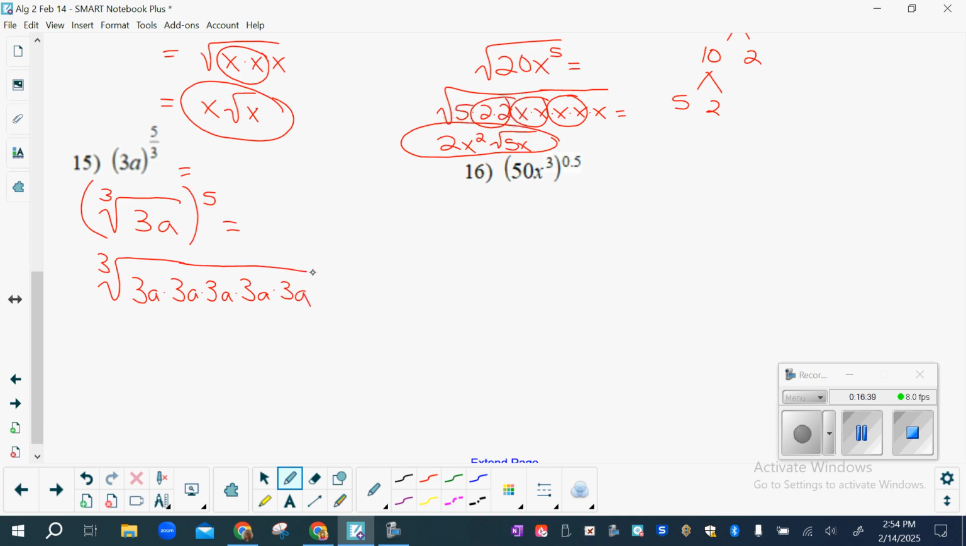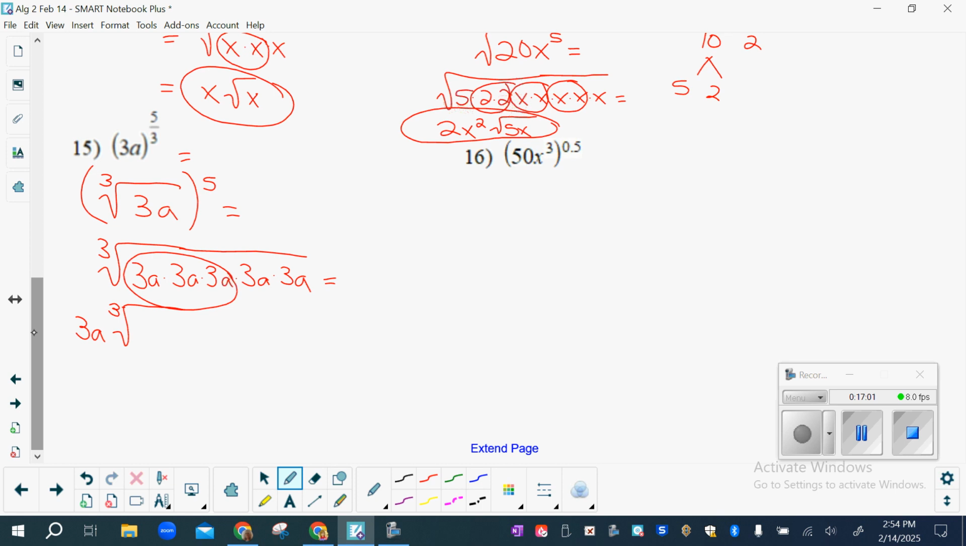Now, pay attention. What are we looking for groups of? 3, because this is a cubic root. You're used to doing square roots, so we started this on Wednesday. So this is a cubic root, so we're looking at groups of 3. So my answer is going to be a 3a on the outside, and then what on the inside? Wait, why are we doing 5? Because of the exponent.